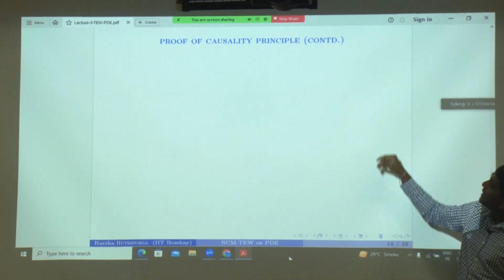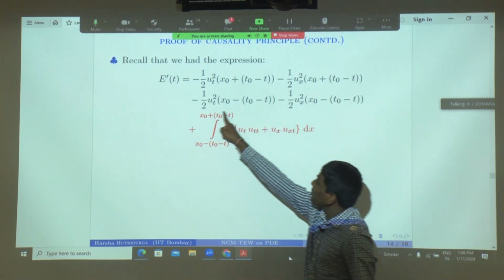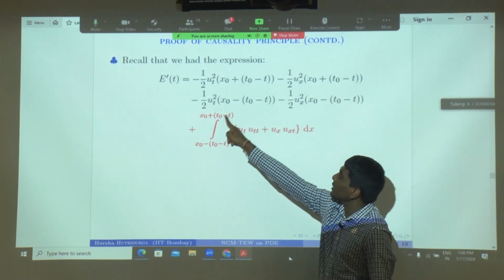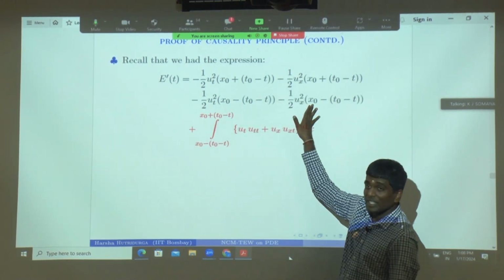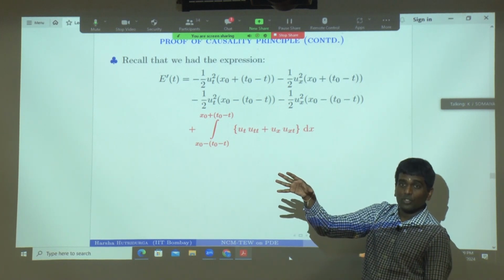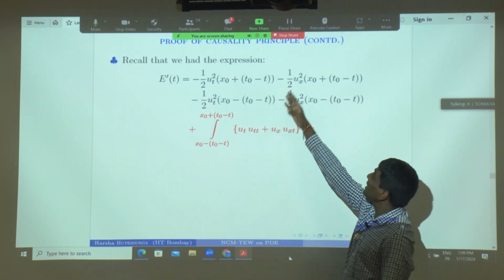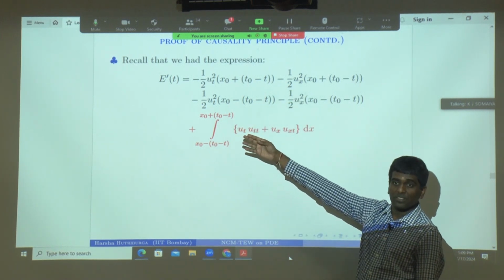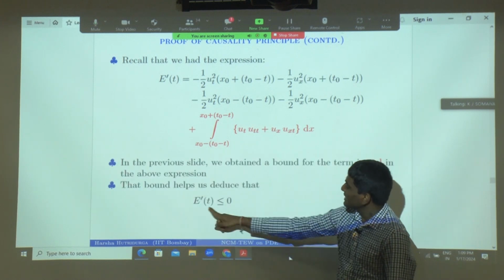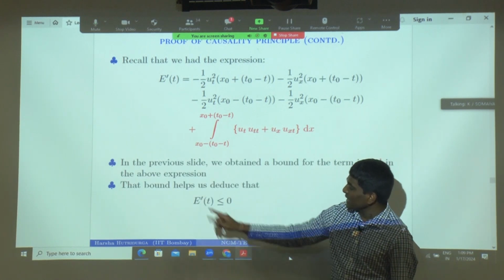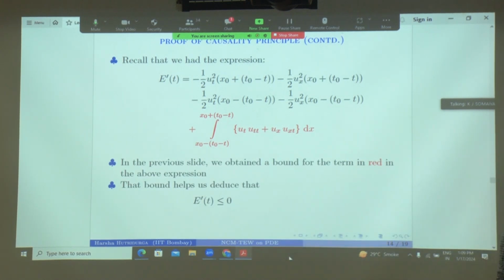Okay, so here we have got an upper bound for this. So we bound this from above by the same similar looking guys, but with an opposite sign. So when you put that upper bound, all these things, they cancel off. So you will be left with this guy, that E prime of t is less than or equal to 0. So it's a non-increasing function. A non-negative function which is non-increasing, which starts off at 0, should stay 0. Okay?